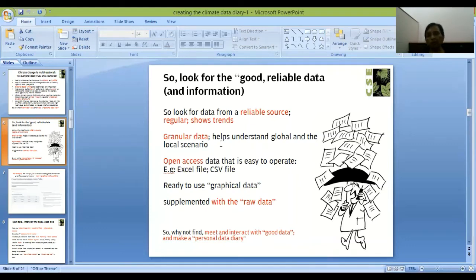First and foremost thing is that the source should be authentic, reliable, credible. It should be a source that generates data on a regular basis. Why? Because as a climate researcher, as a climate reporter, as someone who works on climate related projects, these numbers will help us identify the trends, the historical trends, and the future as well. As I often say, the devil lies in the data.